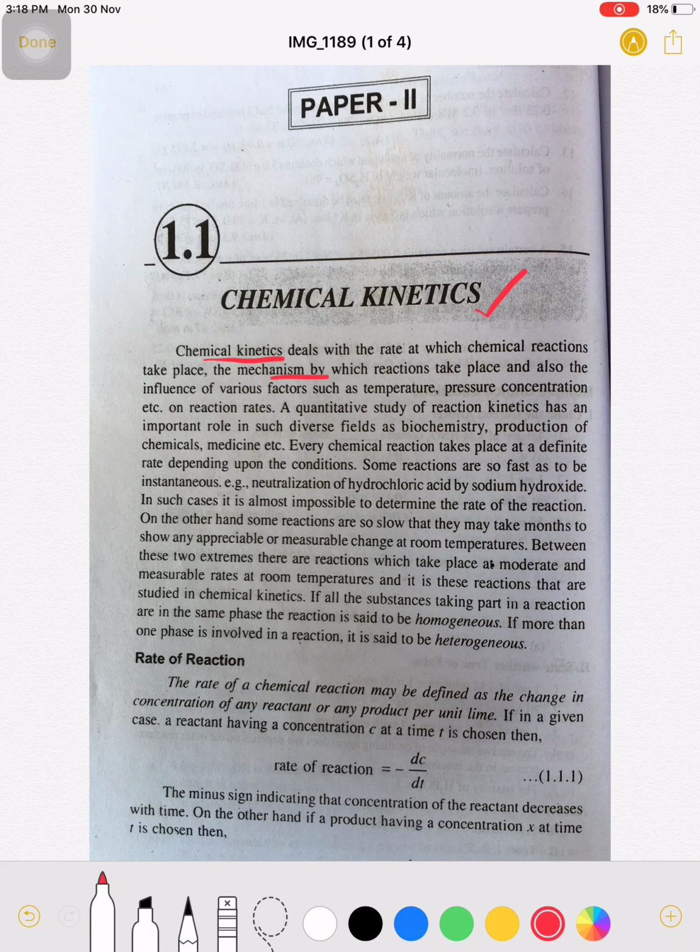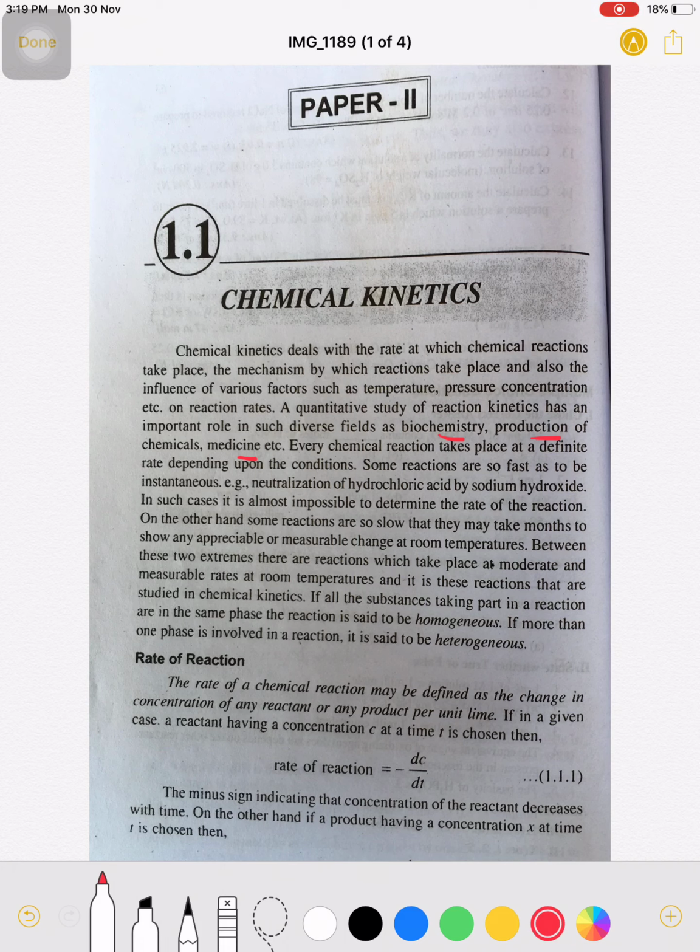and also the influence of various factors such as temperature, pressure, concentration, etc. on reaction rates. So in this topic we are going to learn exactly about the rate of reactions, their mechanism, and the factors which affect these reactions, such as temperature, pressure, concentration, etc. A quantitative study of reaction kinetics has an important role in such diverse fields as biochemistry, production of chemicals, medicine. So this field is more important from the research point of view.